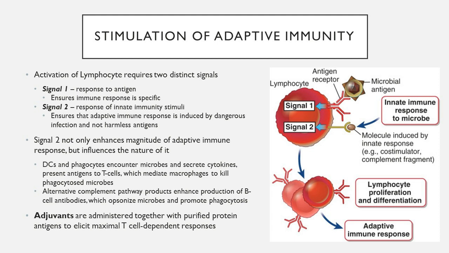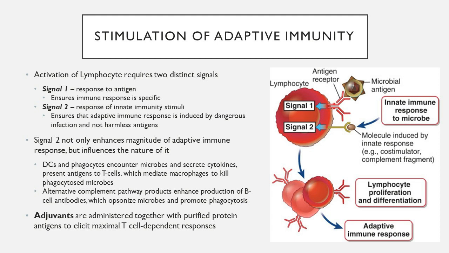Now, the first signal ensures that an immune response is specific to that particular antigen. The second signal ensures that the adaptive immune response is induced by a dangerous infection and not just harmless antigens, for instance, like through self-antigens when there is no infection. Furthermore, the second signal doesn't just enhance the magnitude of the adaptive immune response, but can also influence the nature of it as well. For instance, dendritic cells and macrophages can encounter microbes in the intracellular space, secrete cytokines, and present those antigens to T cells, and mediate macrophages to kill and phagocytose those microbes.